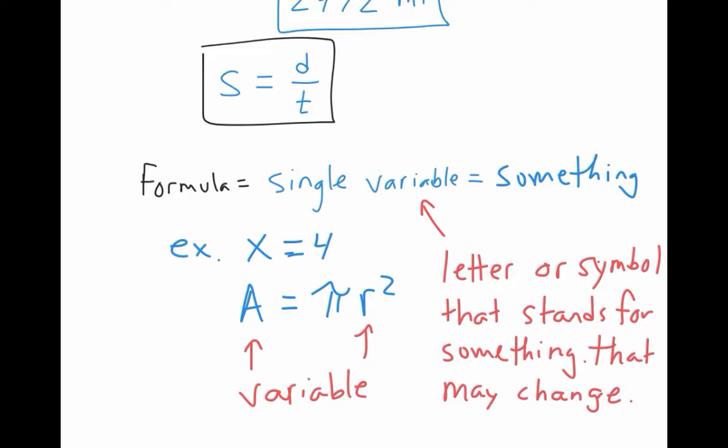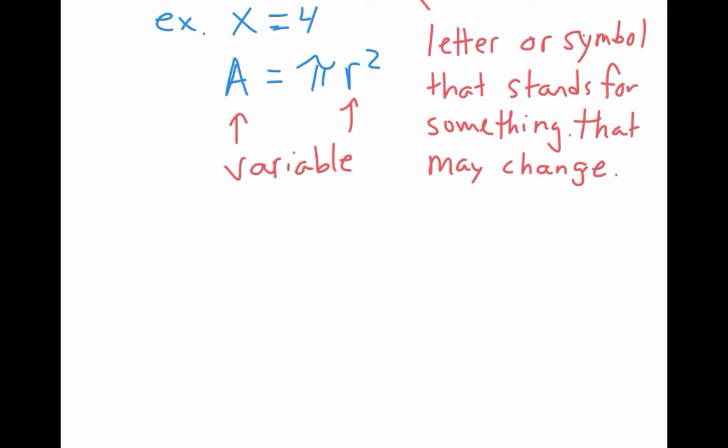The pi, is pi going to be a variable? No. Can pi change? Nope, it's always that 3.14159 something, something, something, something. So pi is not a variable, just the A and the R. We clear on variables? Yep.